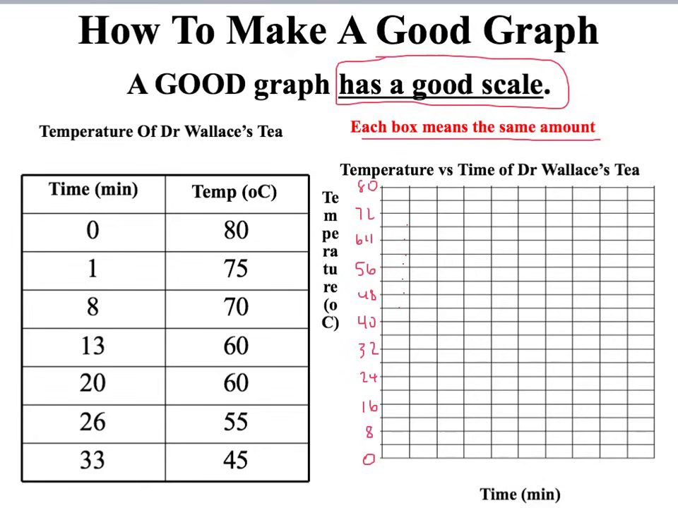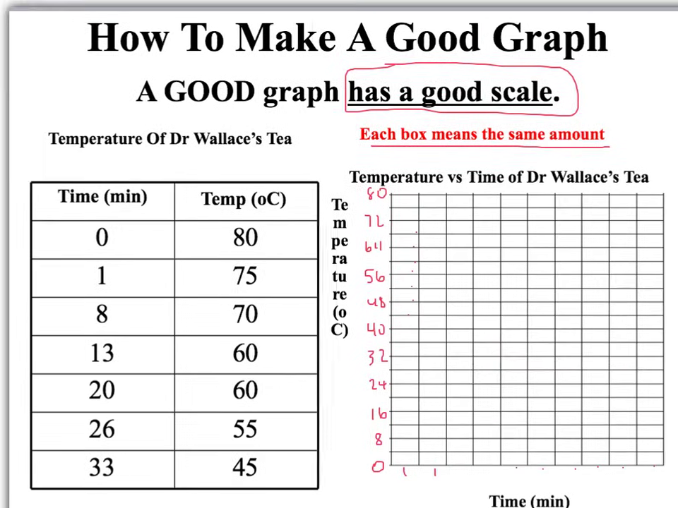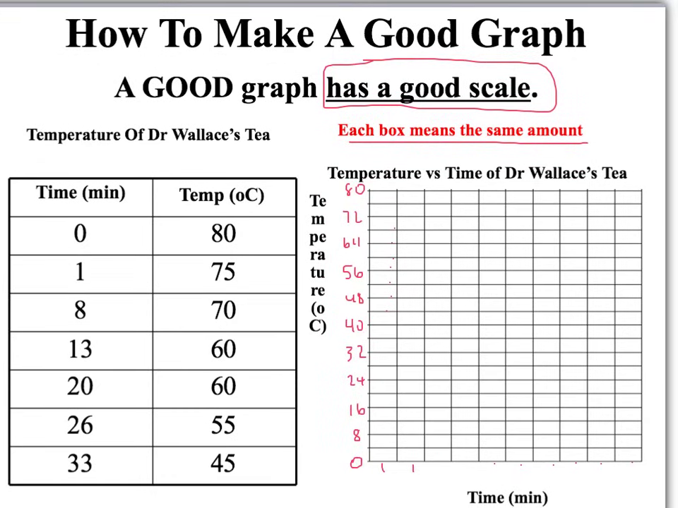Now we want to count the x-axis. So we've got 1, 2, 3, 4, 5, 6, 7, 8, 9, 10. We've got 10 boxes. And we need to be able to fit 33 minutes. So one way you could do this is you could take your 33 minutes and divide it by 10, and that'll tell you about how much each box has to be worth. And that would be 3.3. So I'm going to round up to 4. So each of these boxes on the x-axis has to be worth 4.